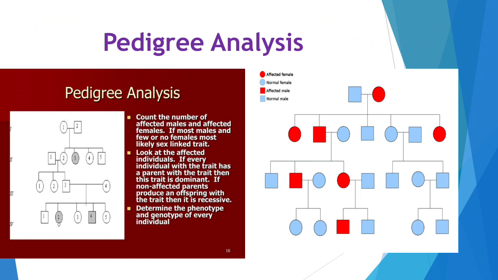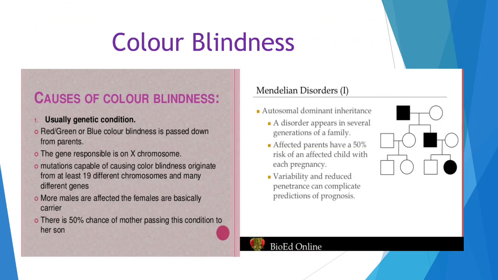In this, you can see the blue color squares indicate males, and the circles indicate females, and red color indicates affected females. So these are the symbols which are generally used in the pedigree analysis.